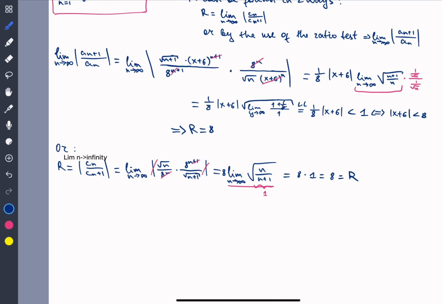If you get two different answers for two different ways of finding the radius of convergence, then it means you have made a mistake somewhere. There has been an error because they should be equal.